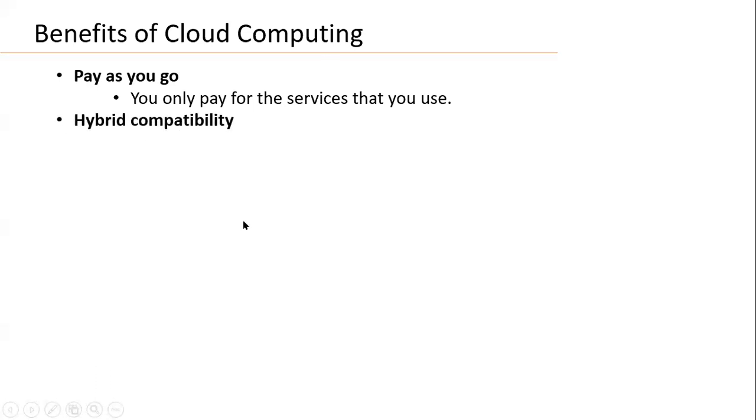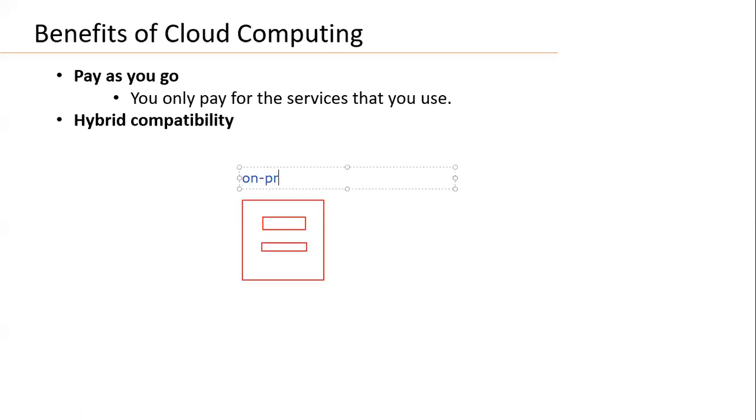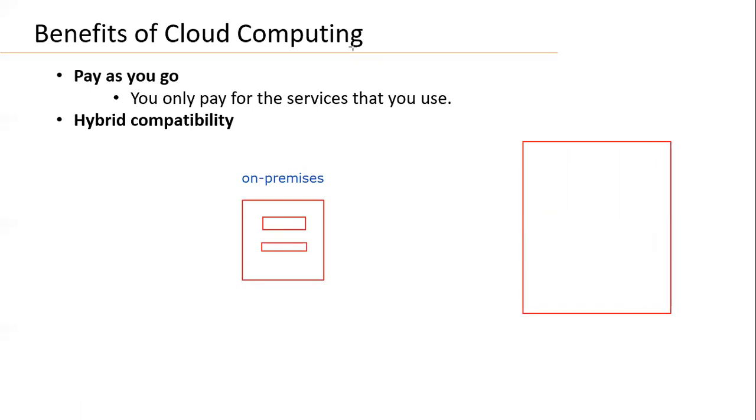Hybrid compatibility. Even if we have an on-premises local data center, here we have some storage or servers. So in the on-premises data center, for example, these storage and servers we can use with the cloud data center. Means what? Here in the cloud data center, we can configure Always On. Our primary replica may be in on-premises, and the secondary replica may be in the cloud data center.